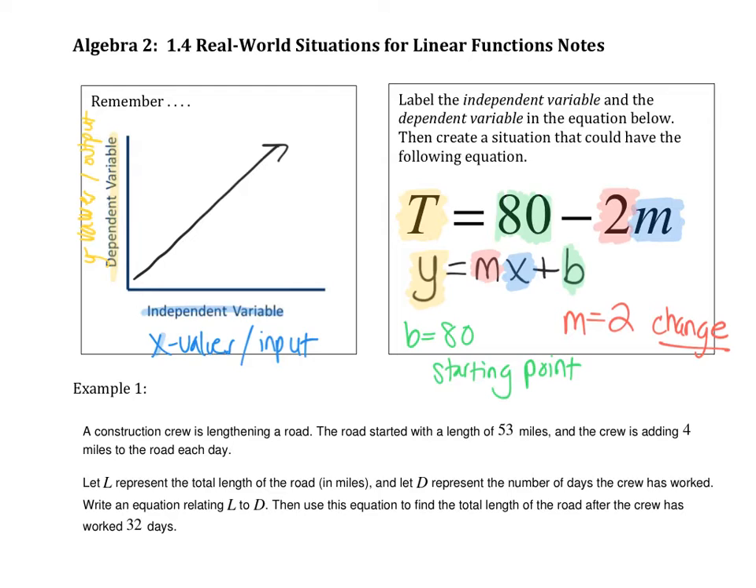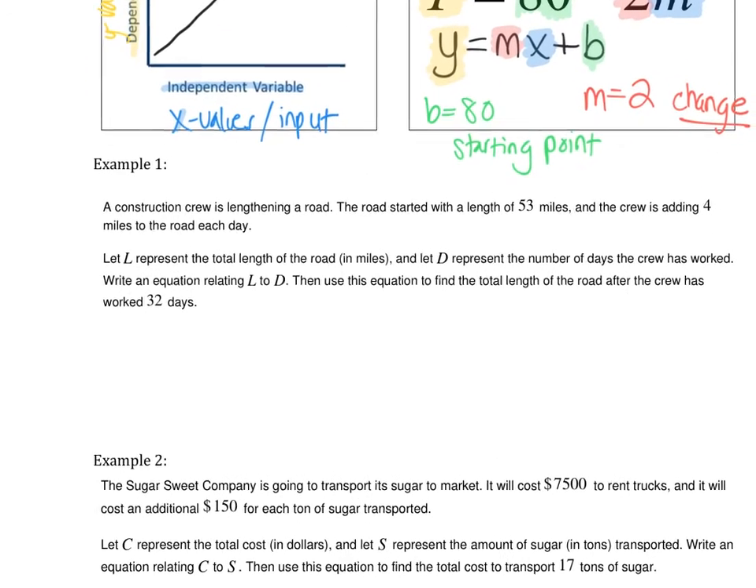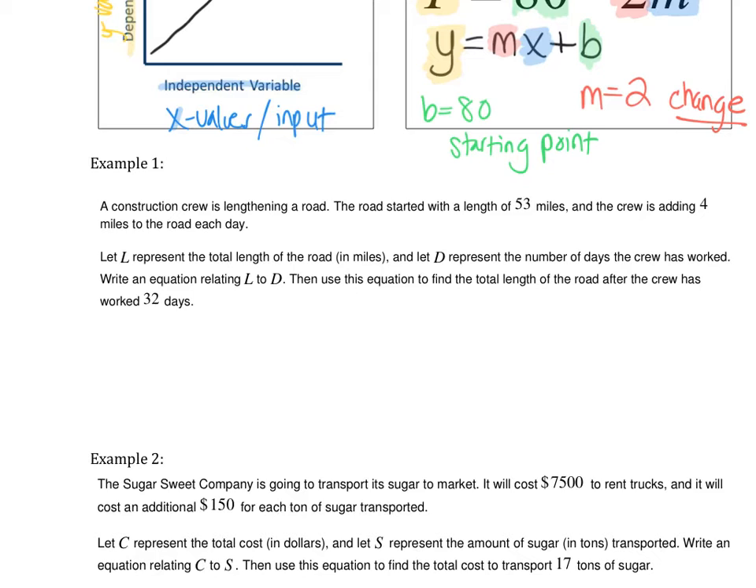So using these same colors, we're going to try to write an equation based on the first example, the word problem that they give us. Okay, so remember, we're still always putting it in y equals mx plus b, but we're going to use different variables for it. So first, let's identify what the b is and what the m is, so the slope and the y-intercept. So it says a construction crew is lengthening a road. The road started with a length of 53 miles.